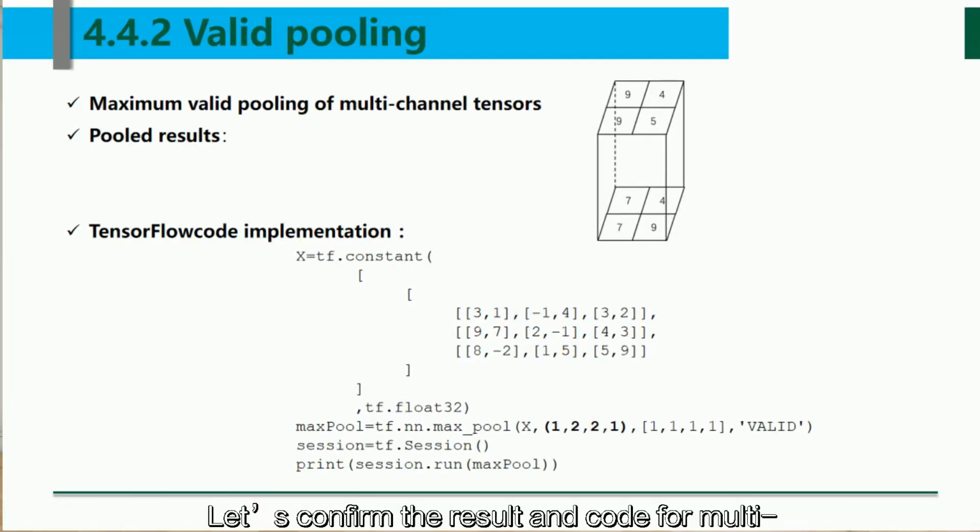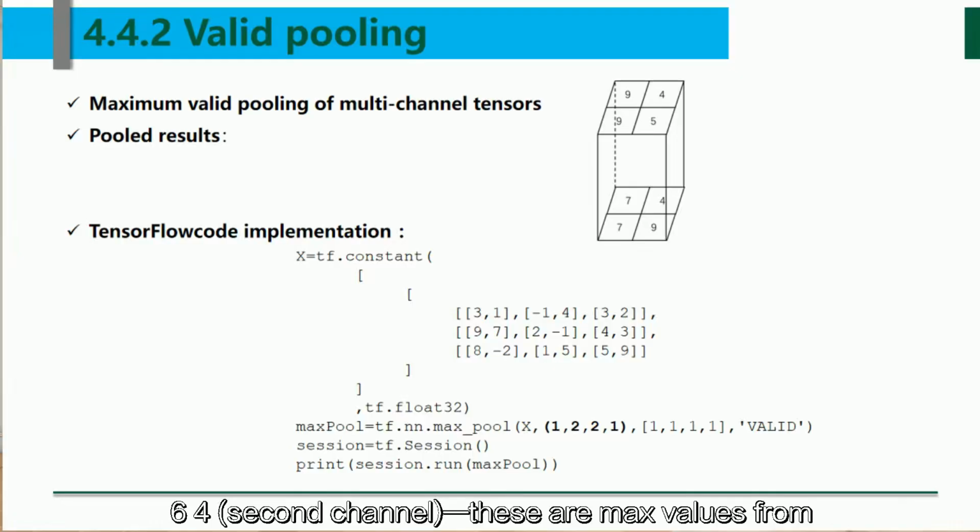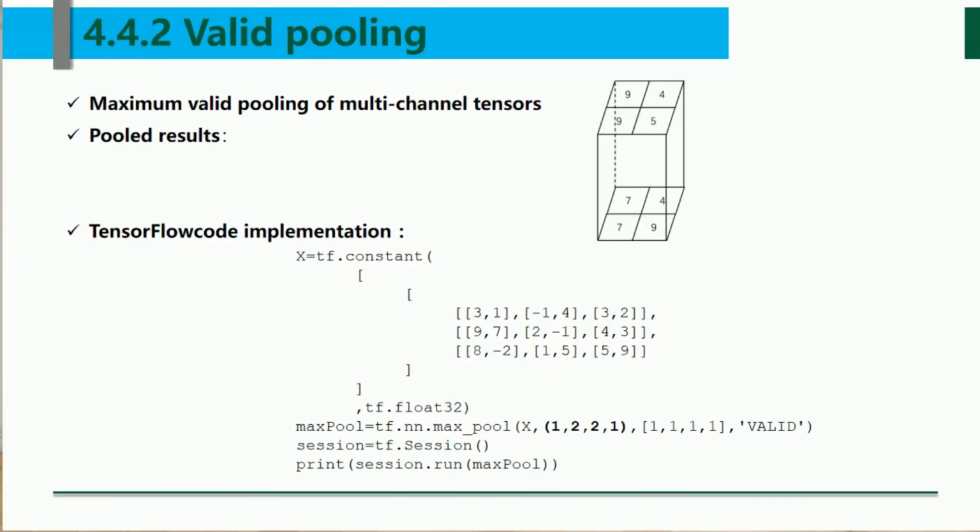Let's confirm the result and code for multi-channel valid max pooling. The output slide is labeled 2 multiplied by 2 multiplied by 2, with values like 6, 7, 7, 4 for the first channel, and 6, 5, 6, 4 for the second channel. These are max values from each channel's valid windows.